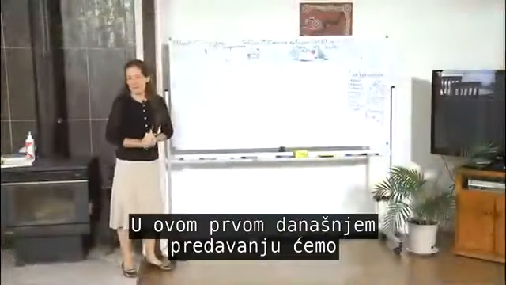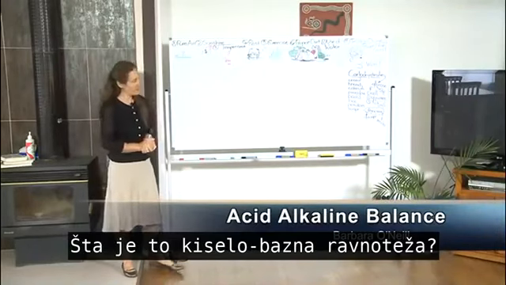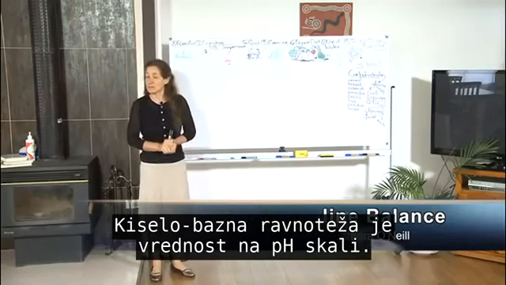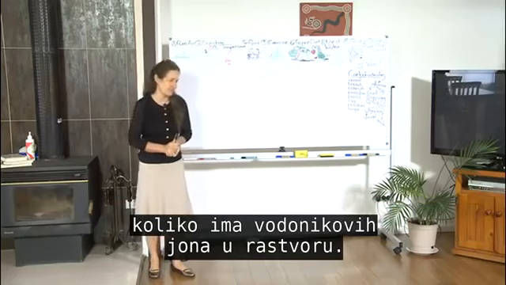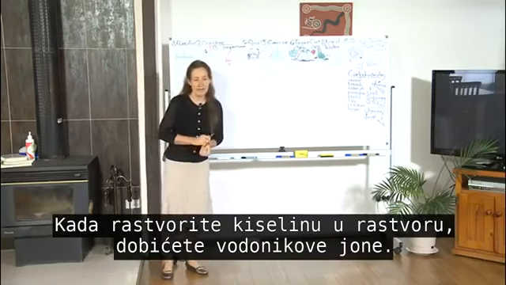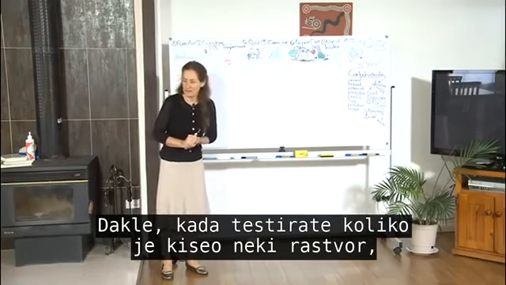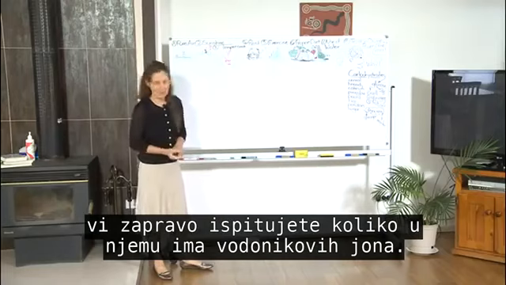But first of all, in this lecture this morning, we're going to look at the acid-alkaline balance. What is the acid-alkaline balance? The acid-alkaline balance is on the pH scale. What does pH mean? pH means potential hydrogen, because when you dissolve acid in a solution, it gives off hydrogen ions. So when you test how acid a solution is, you're actually testing how many hydrogen ions are in the solution.